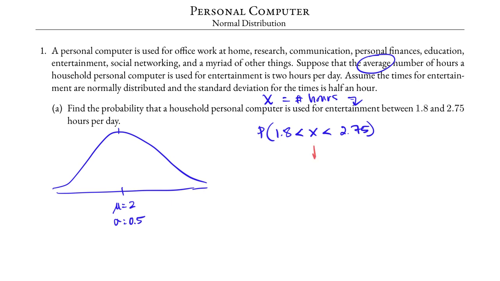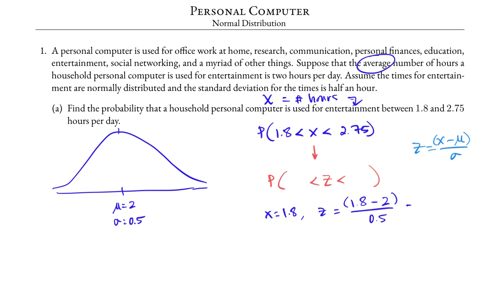To answer this question, we need to convert this into the z-score. And so remember that the standardized formula is z equals x minus mu over sigma. The x values are the given values. We need to standardize two values here. For x equals 1.8, the corresponding z-score is 1.8 minus 2 divided by 0.5. This will give us negative 0.4. So negative 0.4 goes here.